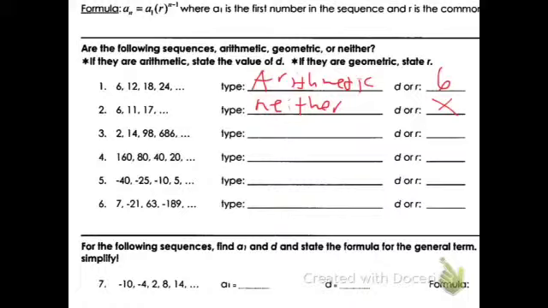On 3, this one's multiplying by 7 every time, so it's going to be geometric. And it has a common ratio of 7, because you're multiplying by 7 every time. On 4, the pattern is it's halving every time, or dividing by 2 every time, so it's going to be geometric, because that's the type that is geometric.